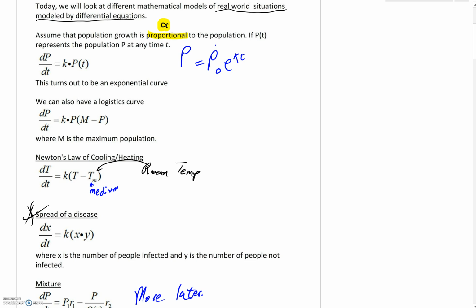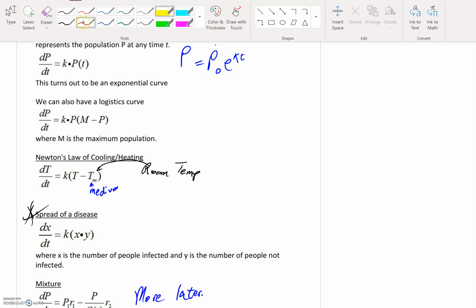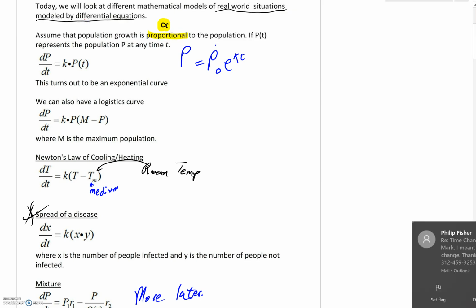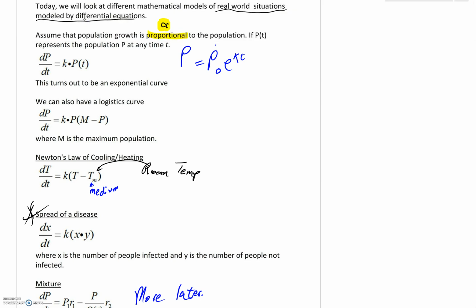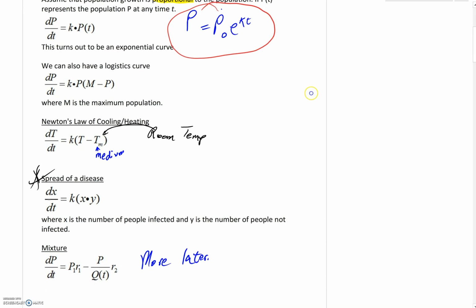So what we have is population changing, being proportional to the population at any time. And what you're going to see is dP/dt is then some constant multiplied by the population. What we saw in previous classes, like in Calc BC, is P equals P naught e to the kt. This winds up being an exponential curve, a very famous one that you've seen in Algebra 2.